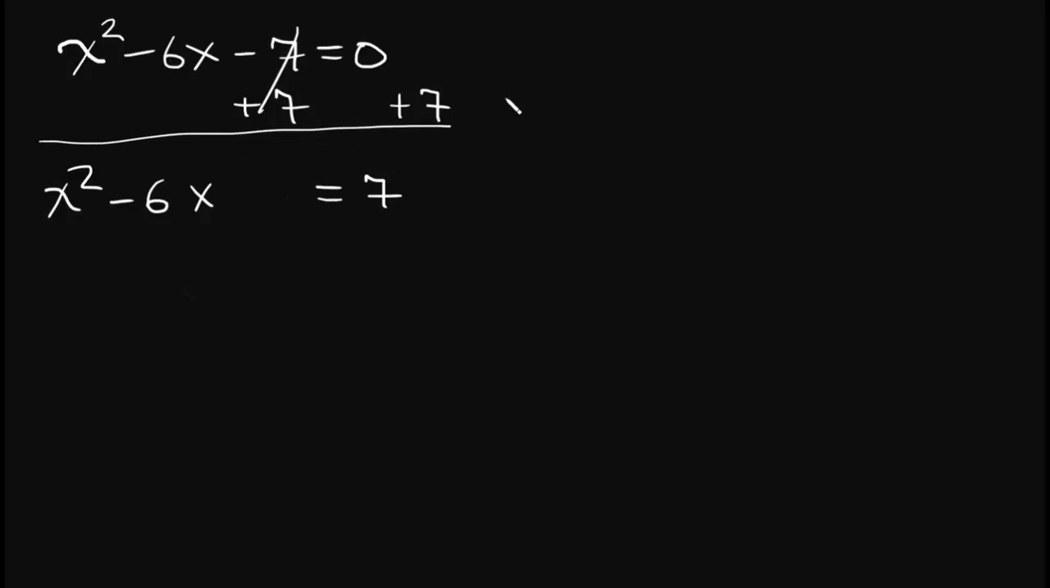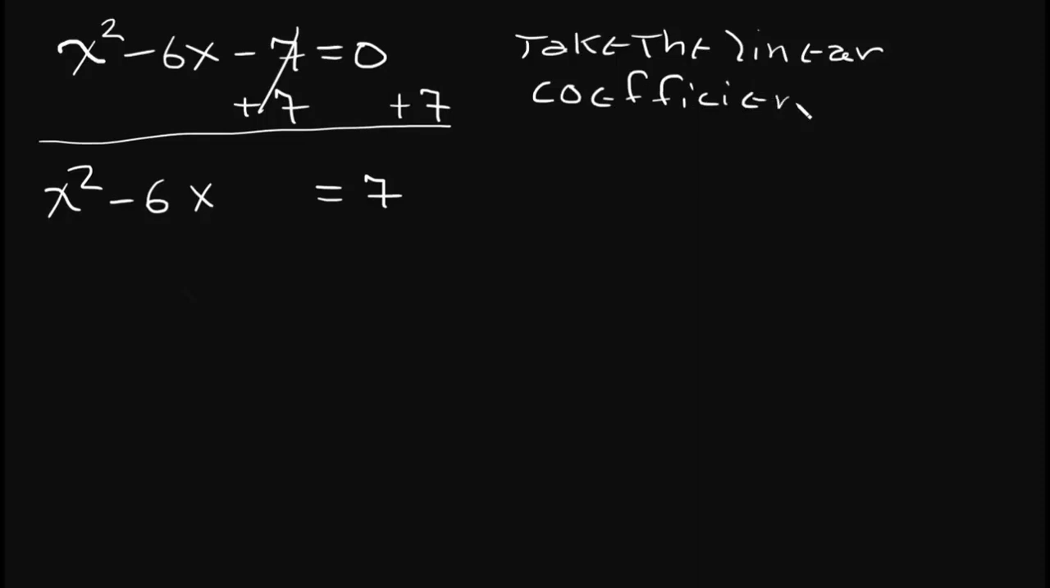And what we're going to do now is, this is so important, I'm going to write it out. We're going to take the linear coefficient. The linear coefficient is the negative 6. We call this a linear coefficient because, well, coefficient means works with. And this is the number which works with the variable which will give us a linear graph.